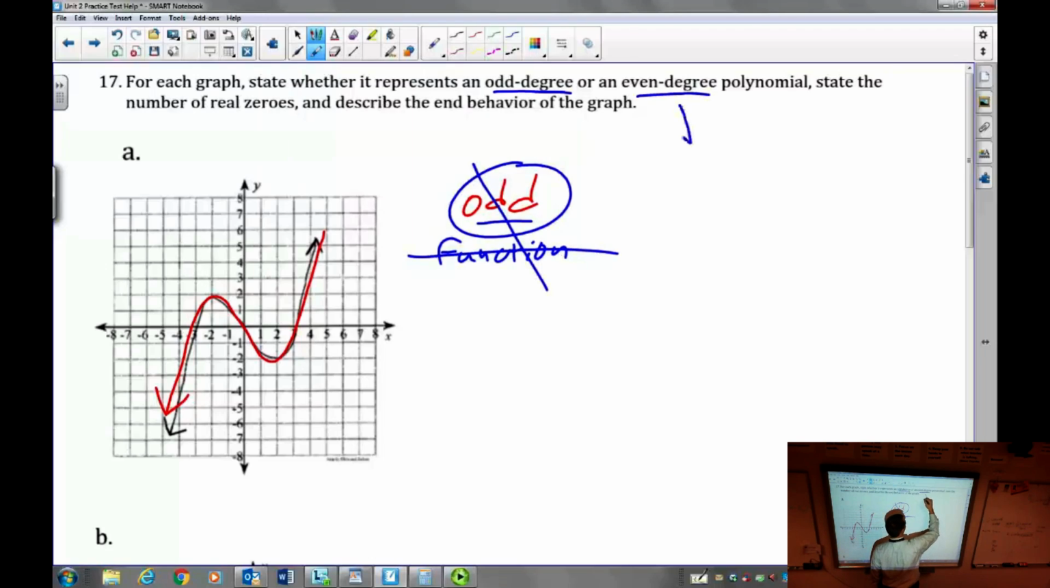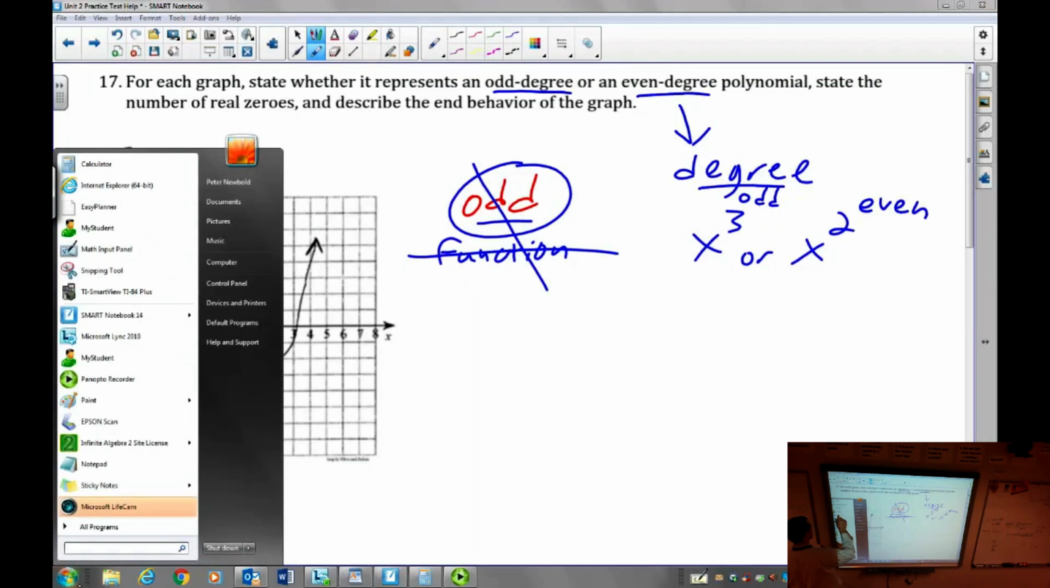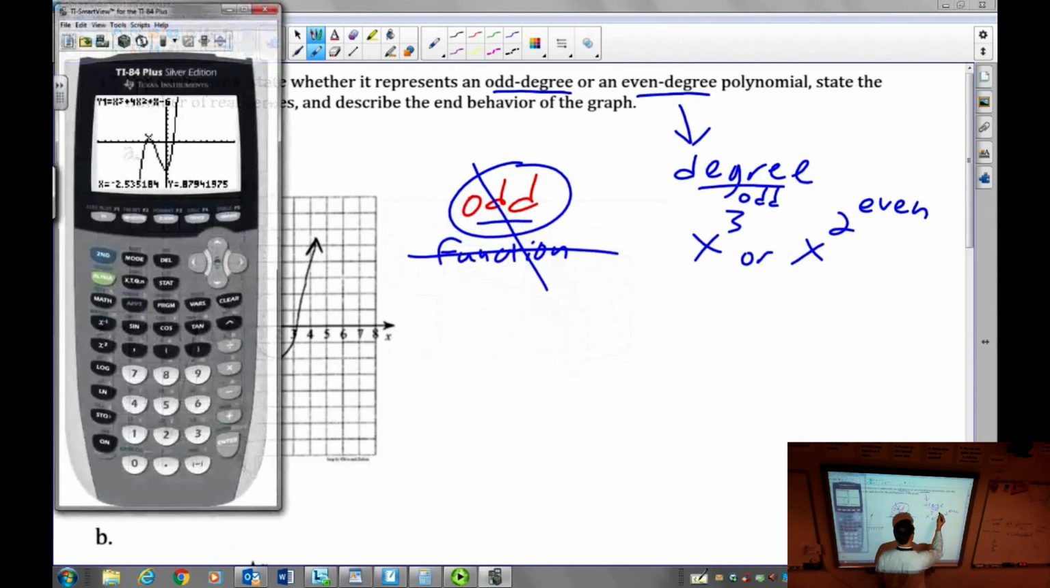It's actually asking for the degree now. Oh, for the degree? Well, the degree is the power. So basically, is this x cubed or is this x squared? So it's asking, is it an odd or an even power? Not for the leading coefficient, for the degree. So you take a look at the graph, and you try to see what that looks like. It's kind of expanded and stretched a little bit there, but it does look like x cubed, doesn't it? So I am going to say that this is an odd degree function.